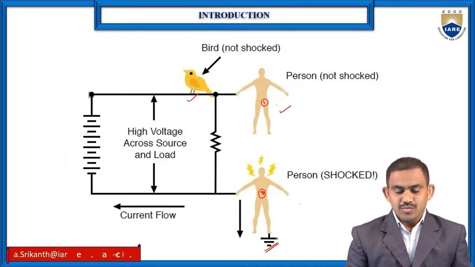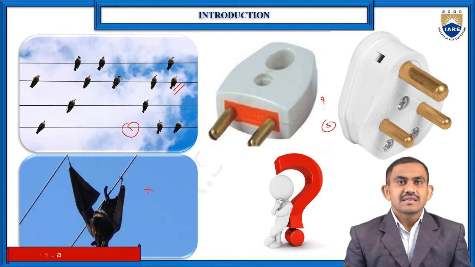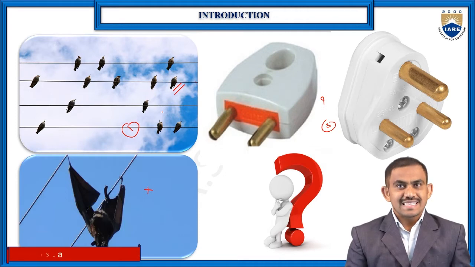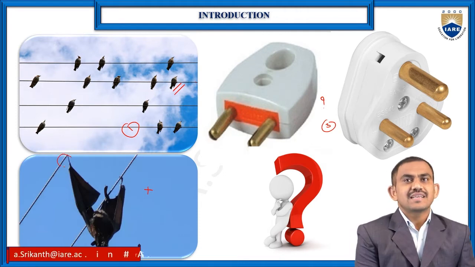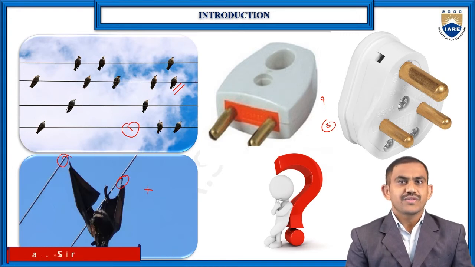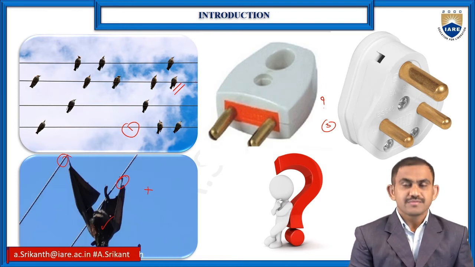Okay. Now moving to the first figure. In the first figure, the birds touched only one wire, so nothing happens to those birds. In the second one, the bird touched both wires, positive and negative, phase and neutral wires. So automatically current flows through the bird's body.